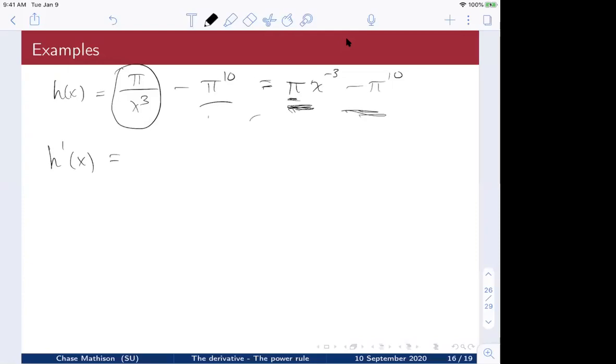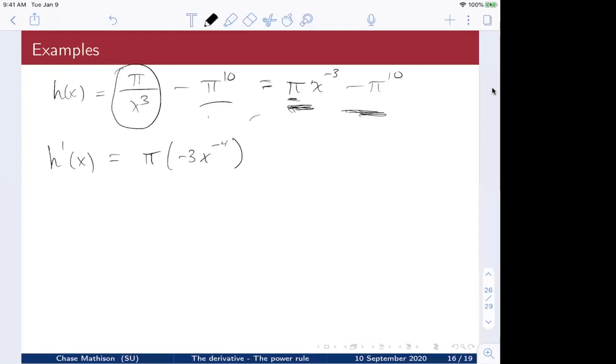Well, pi is a constant, so it's just going to come along for the ride. So I can just write down pi. And what's the derivative of x to the minus 3? Negative 3x to the negative 4. Perfect. Negative 3x to the negative 4. And then what's the derivative of minus pi to the 10th?